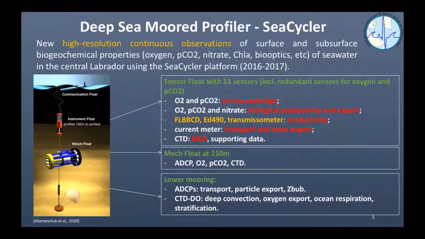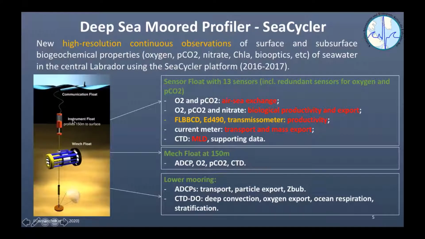The C-Cycler is composed of 4 sections. First, you have the communication float on the sea surface to talk to the satellite. And then you have the instrument float that is equipped with 13 sensors to make daily profiles from the sea surface to a depth of 150 meters. Within this surface layer, we're interested in looking into the air-sea exchange, biological productivity and export, transport and mass export, and also the mixed layer depth.